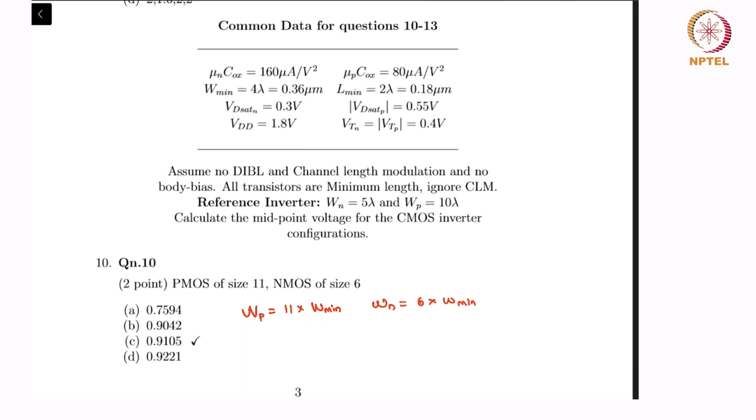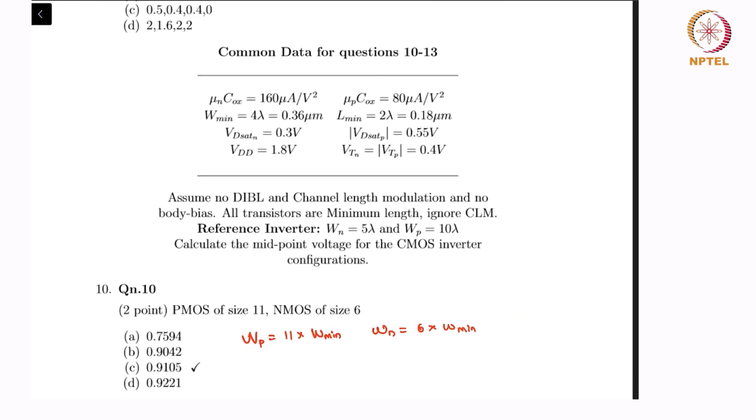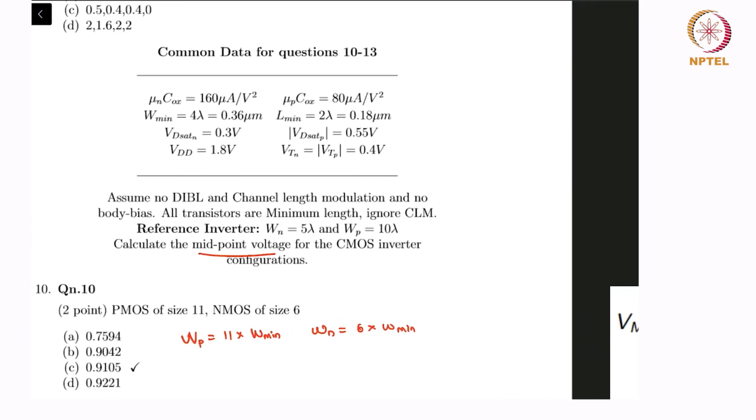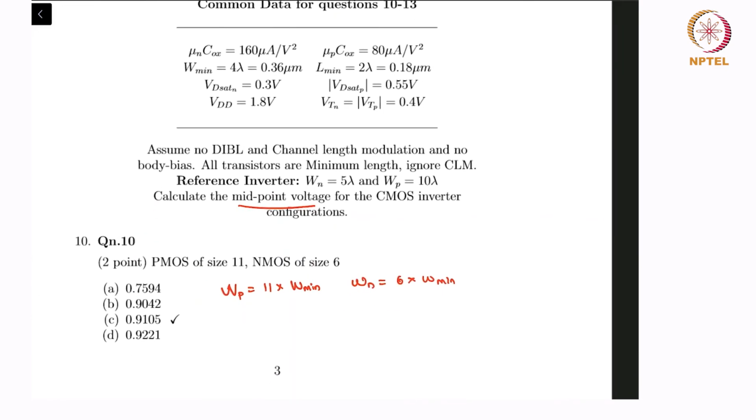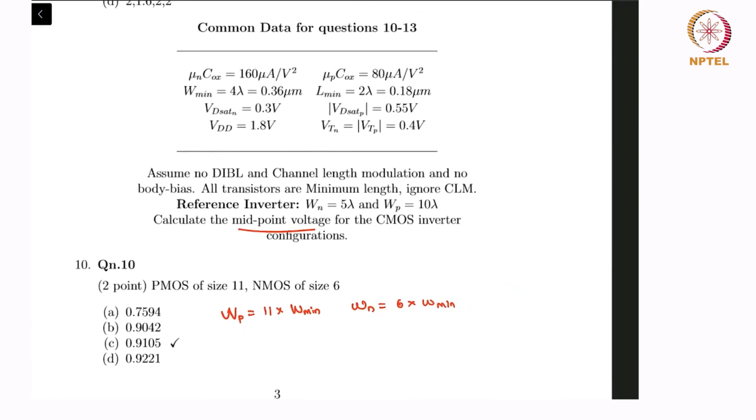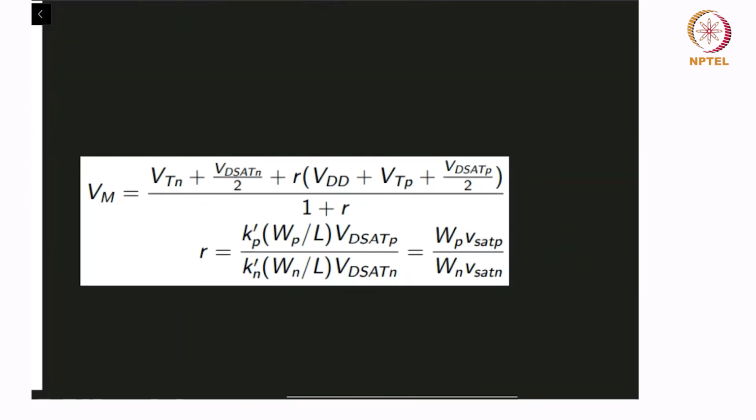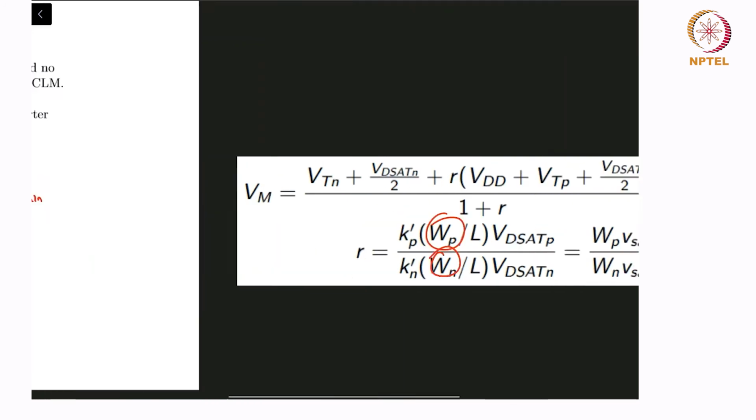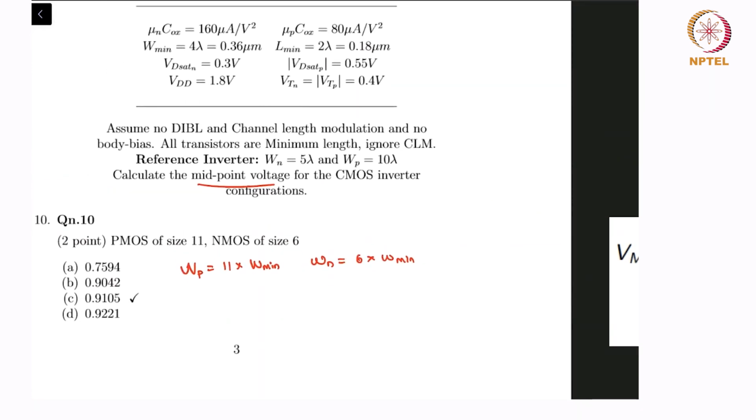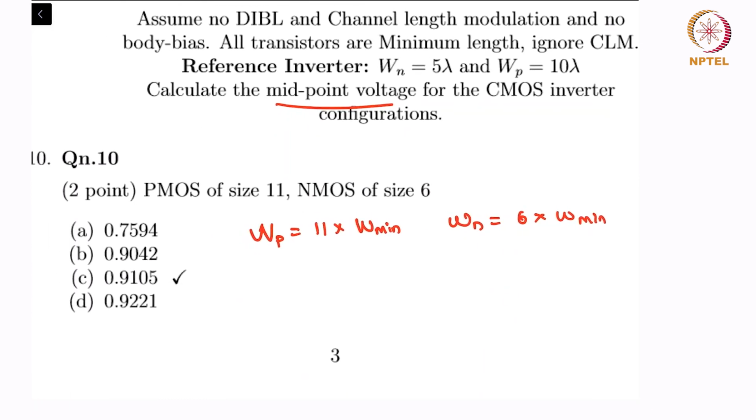So in questions 10 to 13, we are asked to find what the midpoint voltage is for the CMOS inverter with the following configurations. The midpoint voltage, you'll find out that for all four questions, the region that both the transistors are in is velocity saturation, and the velocity saturated midpoint formula is shown here. So all you need to do is find out what WP and WN are, and then it's just a matter of substituting correctly into the formula, right? So I'll just go over the WP and WN.